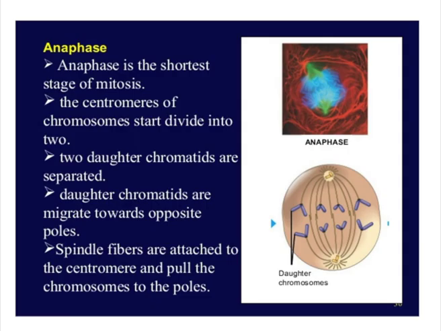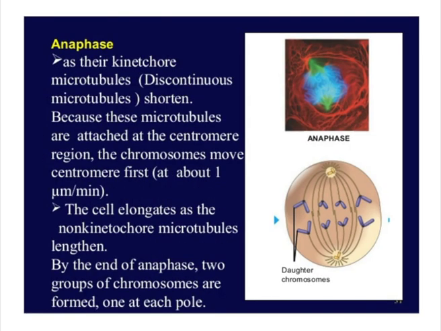This is the anaphase. In anaphase, the kinetochore microtubules are very short. Because these microtubules are attached at the centromere region, the chromosomes move centromere first. The cell elongates as the non-kinetochore microtubules lengthen. By the end of anaphase, two groups of chromosomes are formed, one at each pole.